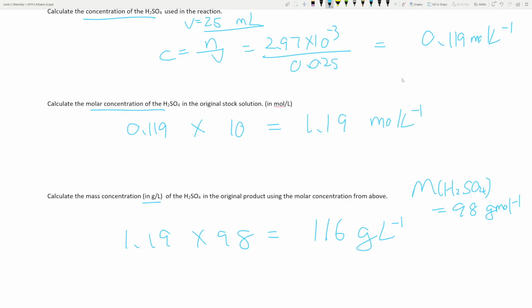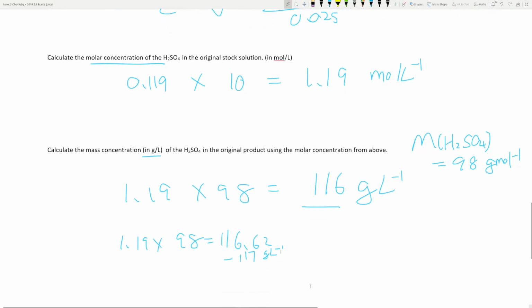Say, for example, 116. Does this actually work? Yeah, if you actually do this on your calculator, 1.19 times 98 is actually 116.62. So that should actually round to 117. If you just used what you've written on the paper, and the final answer is that, then you can kiss your excellence goodbye, because you have not shown correct understanding of calculation in this particular standard.